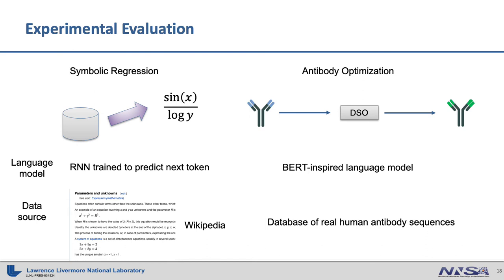Our experimental evaluation was carried out in two different domains. The first one is symbolic regression. We have some data describing, for example, a physical experiment, and we have to find an equation that best fits this data. The language model that we used is a simple RNN trained to predict the next token, and we gathered the data from Wikipedia. Basically, we evaluate all the Wikipedia pages, look for equations inside the pages, and use those equations as examples of real-world equations to train the language model. We also evaluate on antibody optimization, which works as I have described. The language model we use is a BERT-inspired language model trained on a database of real human antibody sequences.